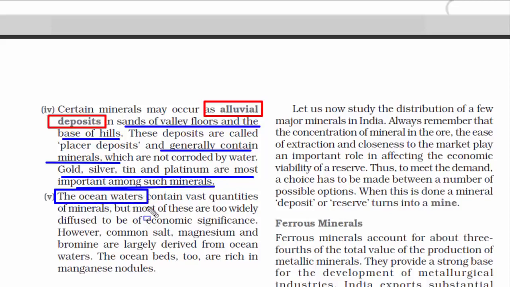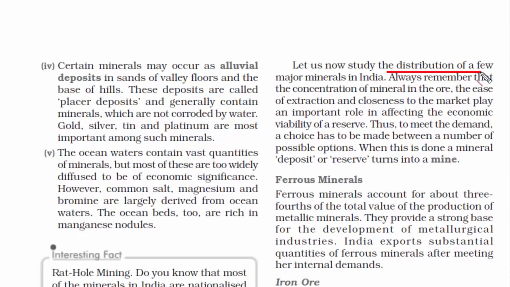And the last place where you will find minerals is ocean water. It contains vast quantities of minerals, but it is too scattered to be used for any economic purpose. Common salt, magnesium, and bromine are extracted from ocean water. Now we will read about the distribution of major minerals in India.